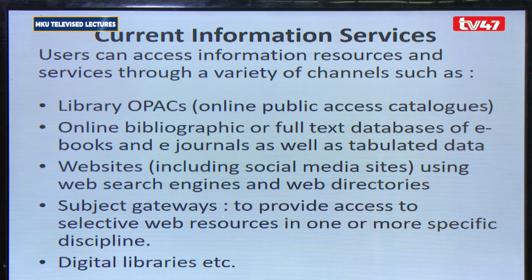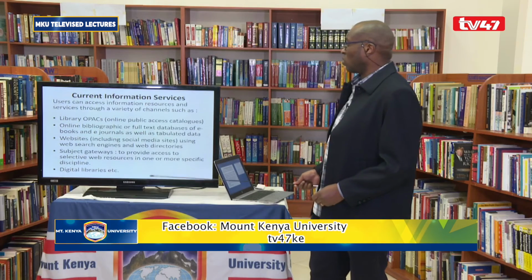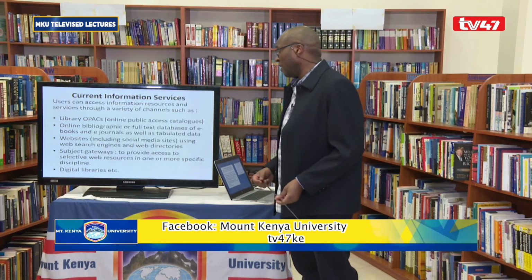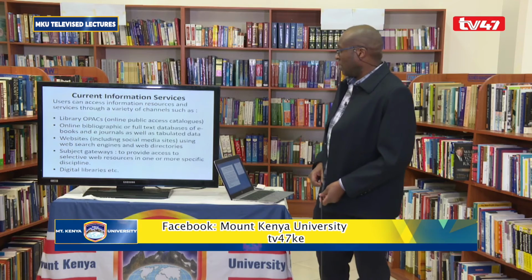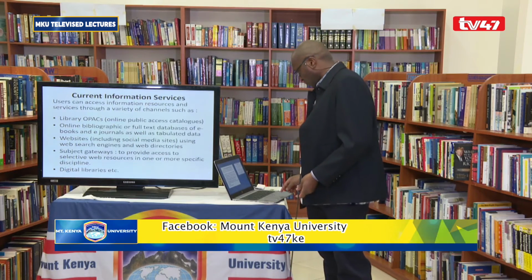For example, the disciplines of health have specific gateways for getting information. And also the same applies to agriculture and other fields, engineering. There are several subject gateways that are available online that users who are professionals in that area can use to retrieve information that they need. Then finally, we have digital libraries and so on.